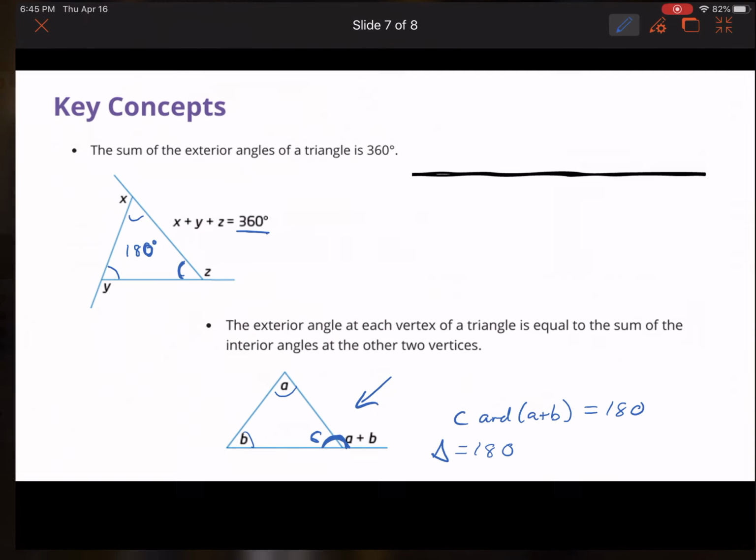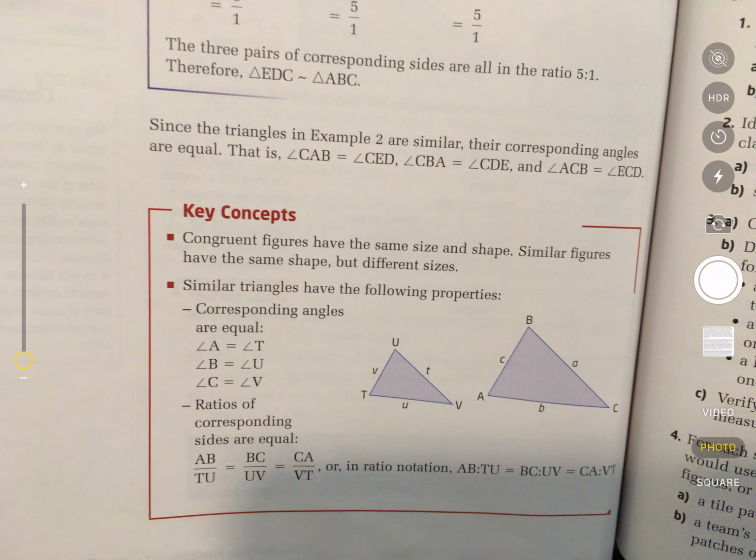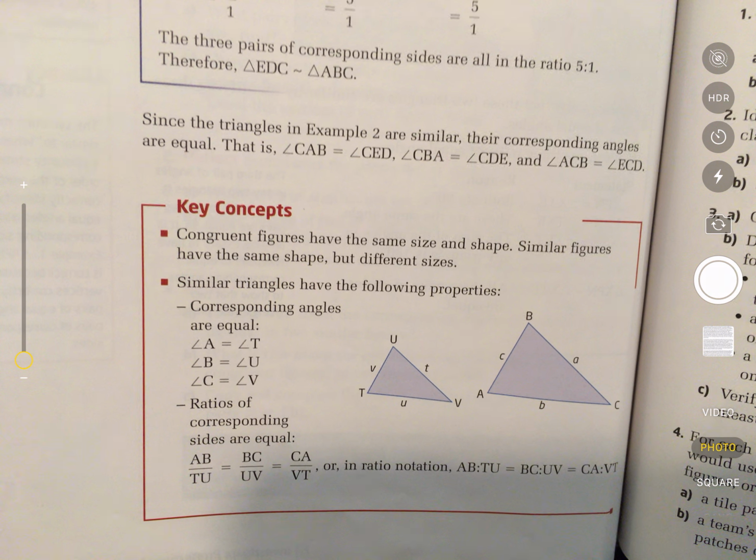Your textbook, let's see if I can do this. Good. Probably shouldn't wear my pajamas while I'm doing this. This is what your textbook says.